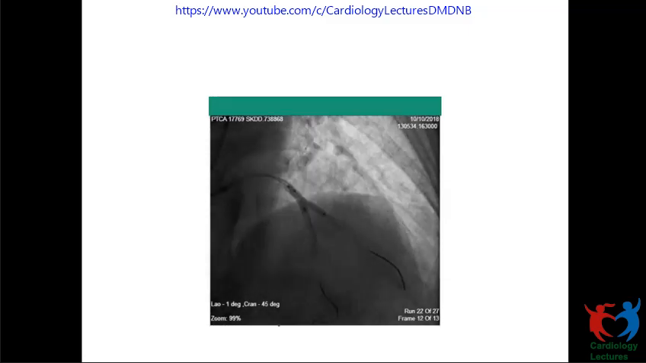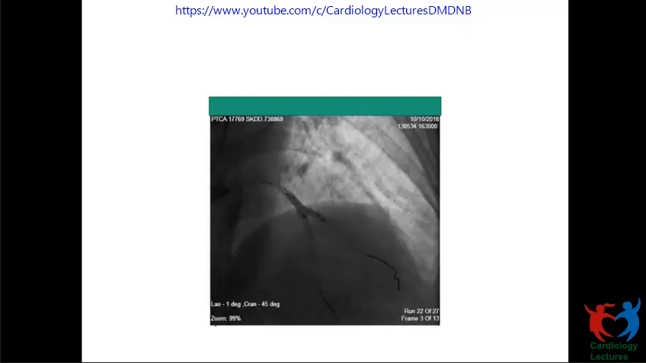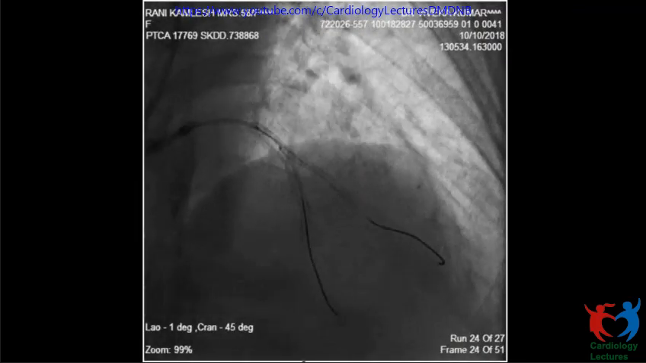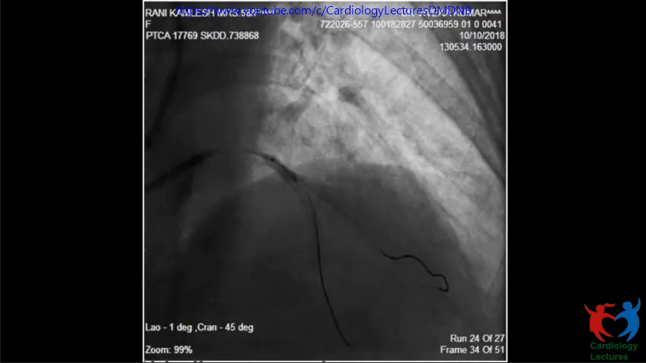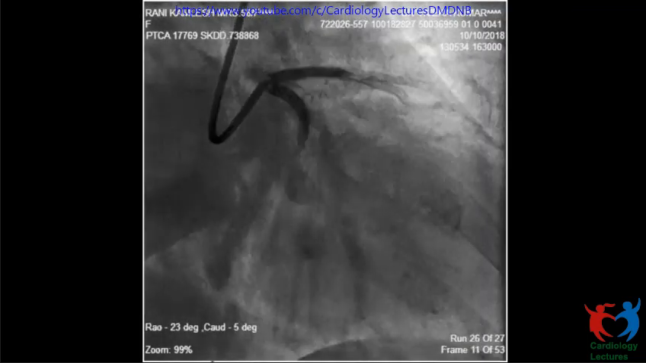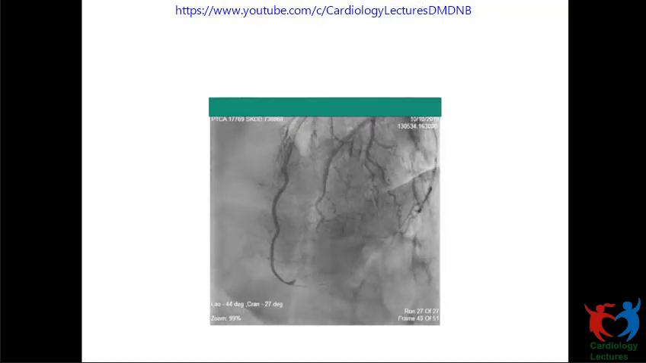After deploying it, we crushed it with the balloon which was already capped in the LAD, and then we did simultaneous ballooning. Then we again did POT of the proximal part of the LAD stent. Then this was the result. So I think angiographically good looking, but may not be.